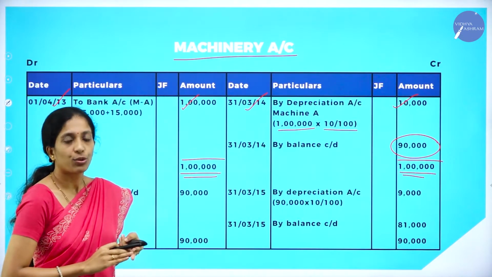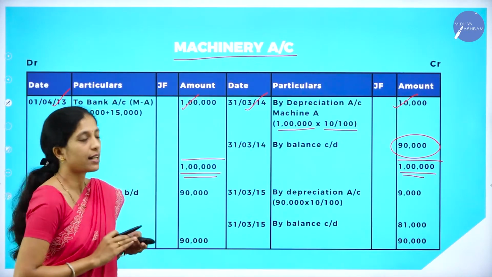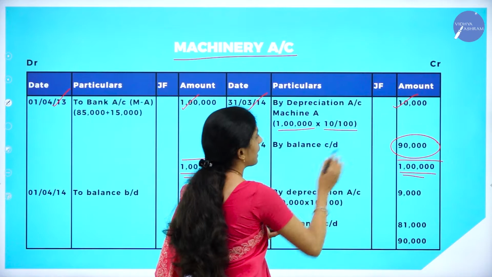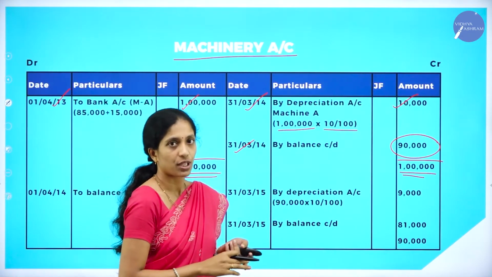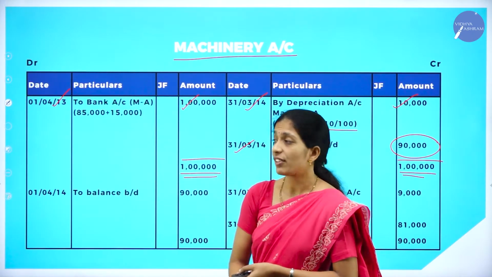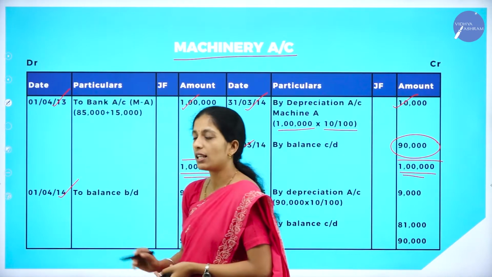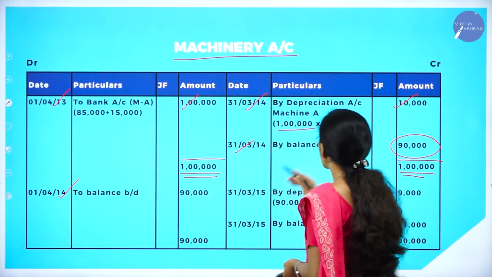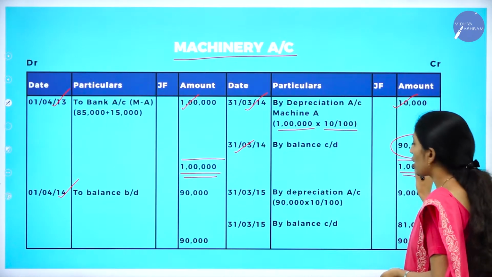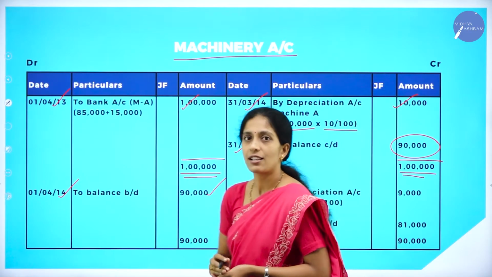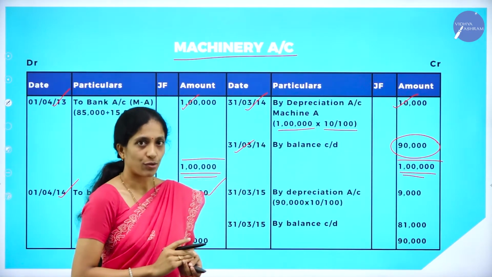So what are you going to do with that? You have to carry down that balance. 31st-3/2014, by balance carried down 90,000. Okay, so this is about the first year. Now coming to the second year, 1/4/2014 to balance brought down. The amount that you have carried down here, that is 90,000, bring down that balance. To balance brought down 90,000.